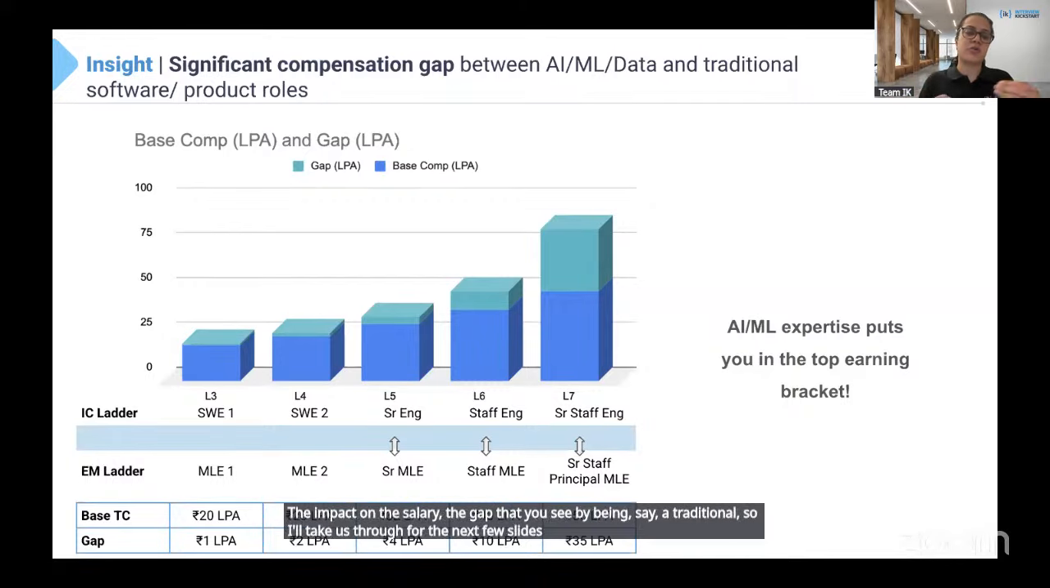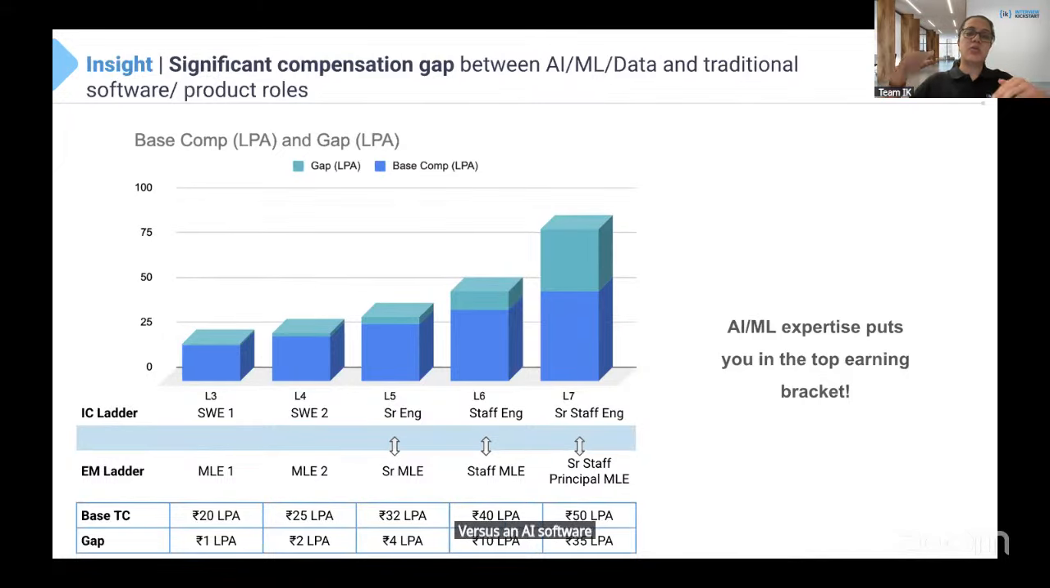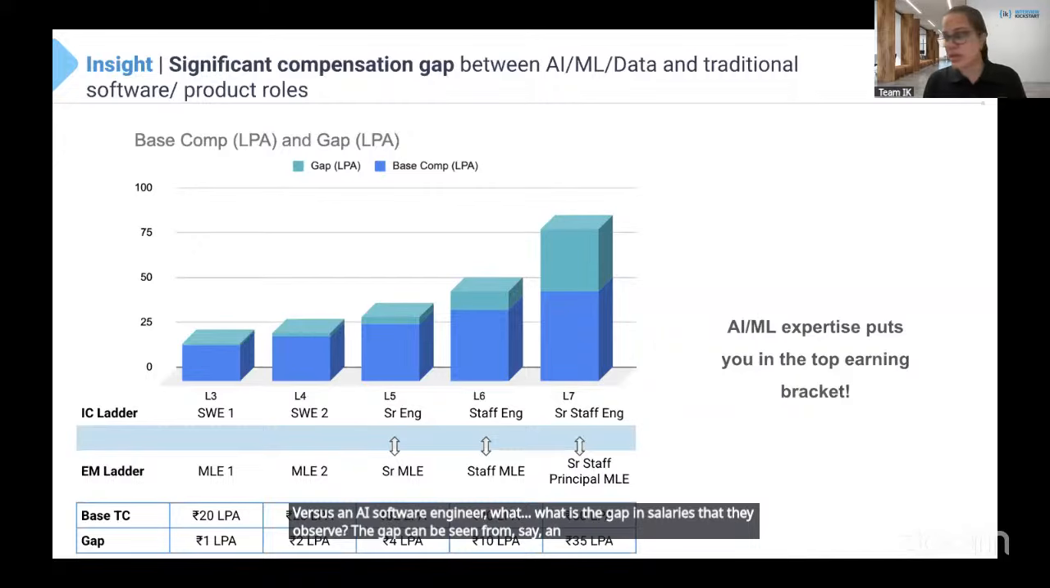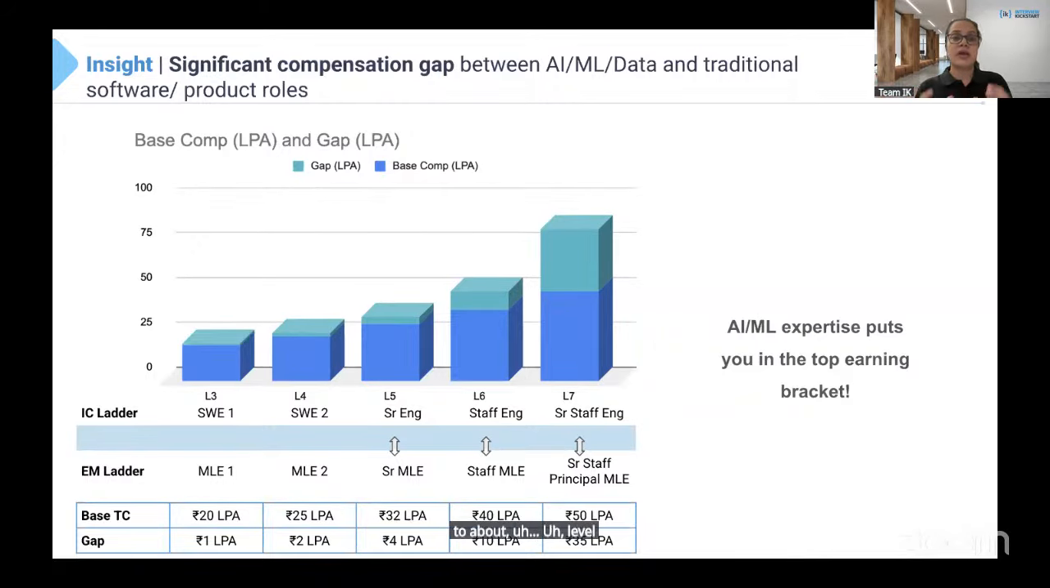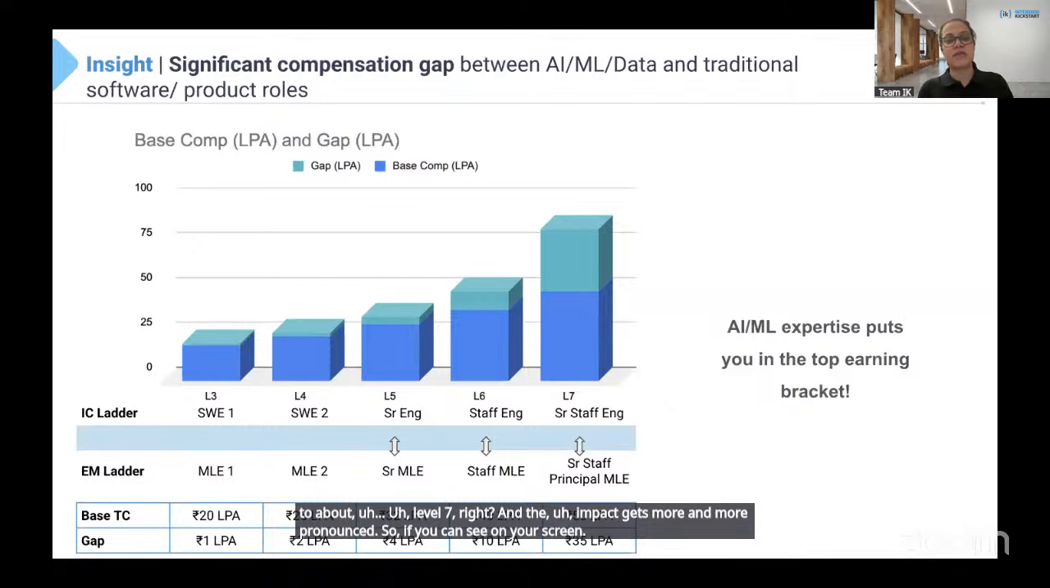I'll take the example of software engineering. So a traditional software engineer versus an AI software engineer, what is the gap in salaries that they observe? The gap can be seen from, say, an SD1 level itself to about level 7, right? And the impact gets more and more pronounced. So if you can see on your screen, at L6 level itself, you have a gap of about 10 lakh per annum. And at about L7, you have a 35 lakh per annum gap, right?